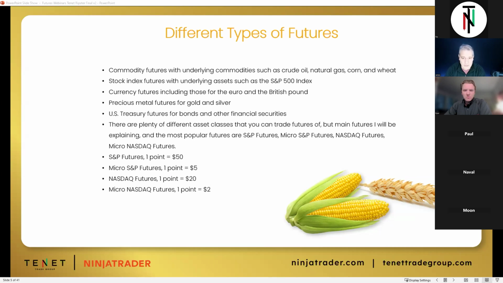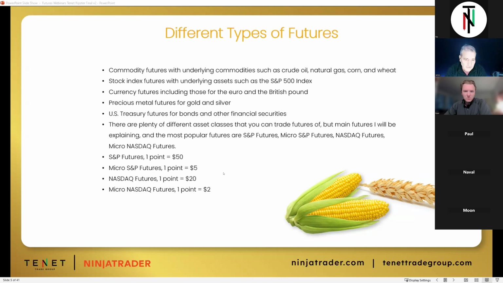There's something for everybody here as well. And you can see we got some corn and wheat on the screen as well. So James, when it says 1 point equal to $50 or 1 point equal to $5, let's explain to the audience what that means in layman's terms.